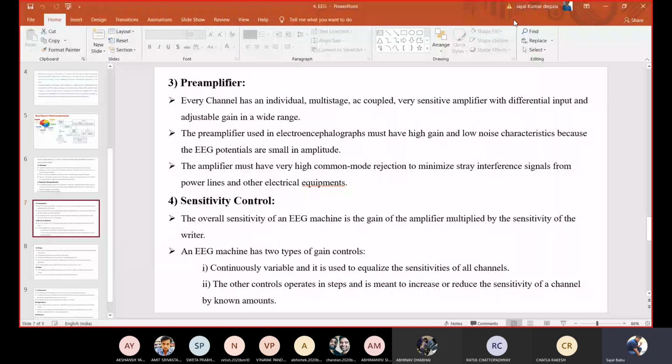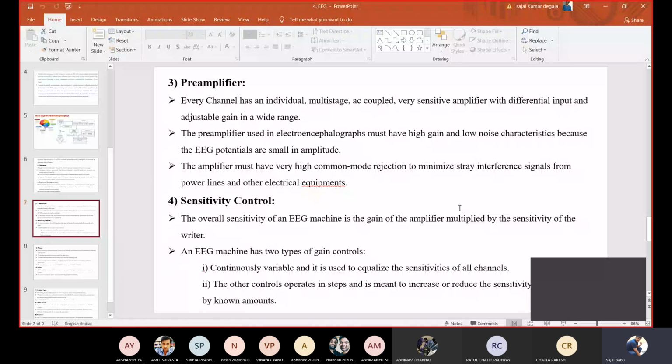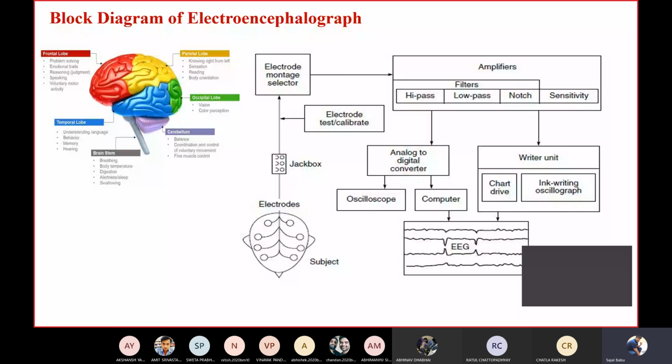Okay, then the other thing that we need to learn here is next. Next we need to study about the writing unit. Okay, let us move into the writing unit here, and then I will explain that part also. This is for analog type EEG machine and this is for digital type EEG machines. So let us move into the writing part here.